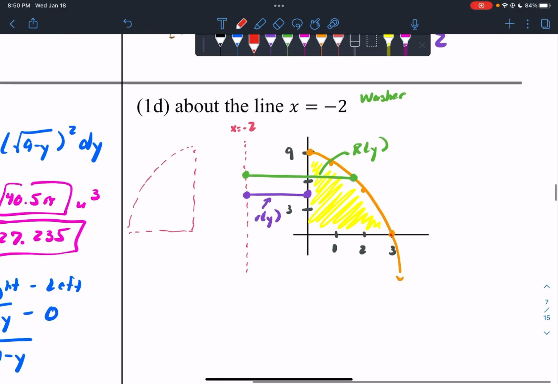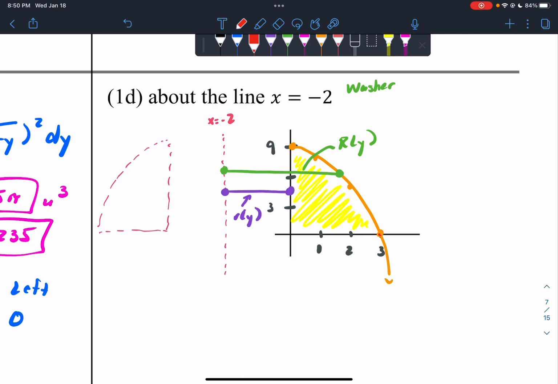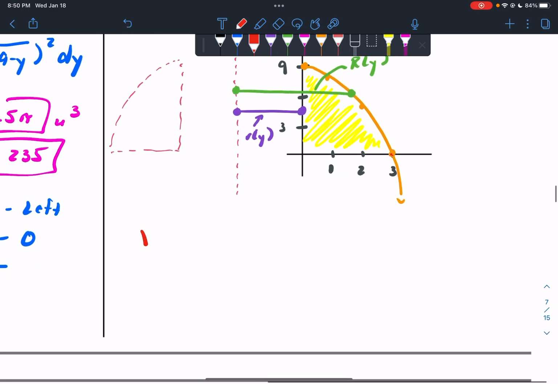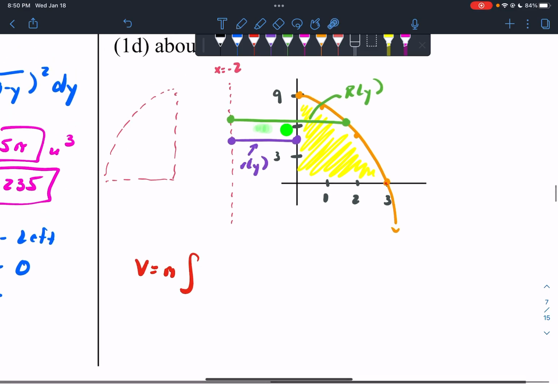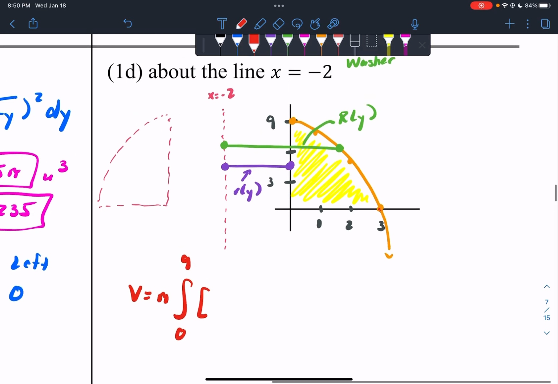Let's go ahead and set up, kind of running out of room over here. It's kind of small. I'm going to set up the volume down here. Pi, again, because I'm doing dy, I'm going from the lowest boundary to the highest boundary. So the integral from 0 to 9. And now I need big R of y and I need little r of y. So I'm going to set this up right minus left.